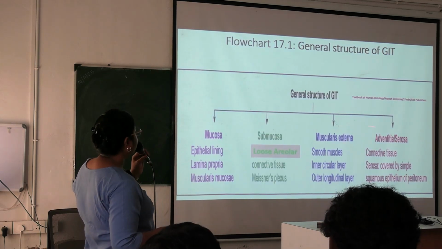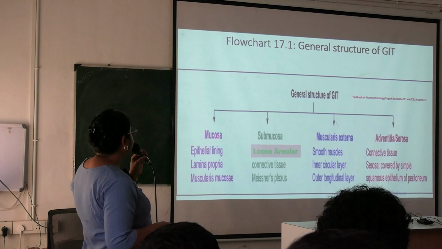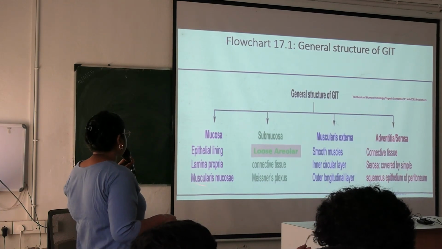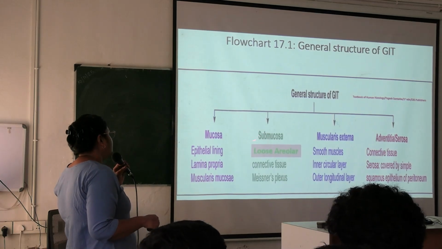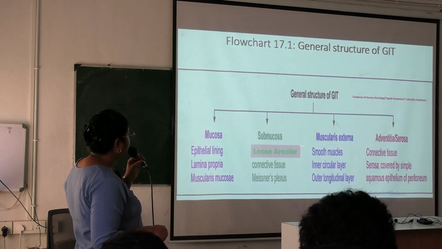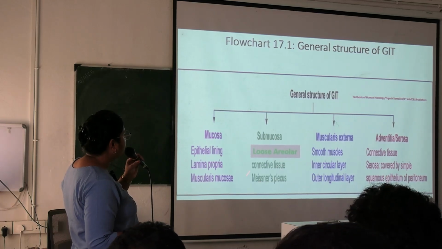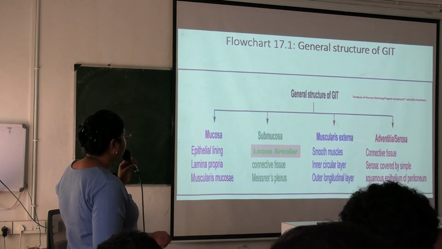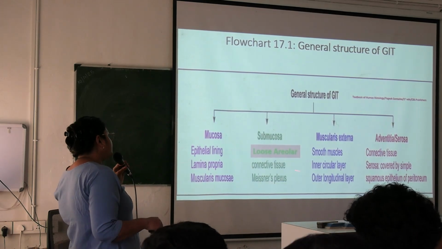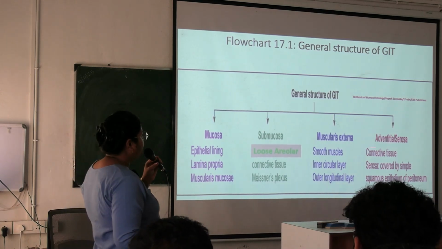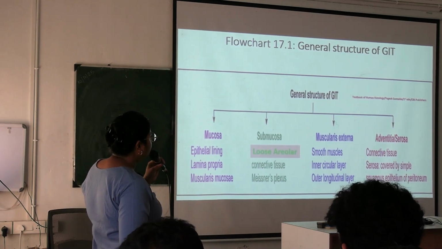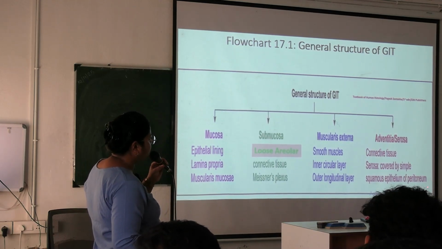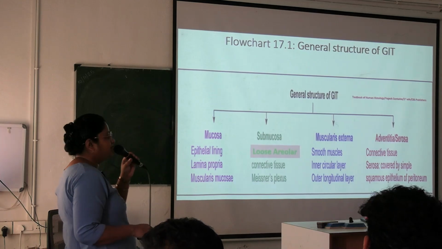So this is the summary of the layers. First is mucosa. It is formed by these three layers: epithelial lining, lamina propria, and muscularis mucosa. Then there will be submucosa, consisting of loose areolar connective tissue, and the submucosal nerve plexus is present, that is Meissner's plexus. Then there will be muscularis externa. It is formed by smooth muscles, inner circular layer, outer longitudinal layer. And then there will be adventitia or serosa, outermost. This is a connective tissue layer. Serosa is covered by simple squamous epithelium of the peritoneum. Okay, so these are the four layers of the GIT.